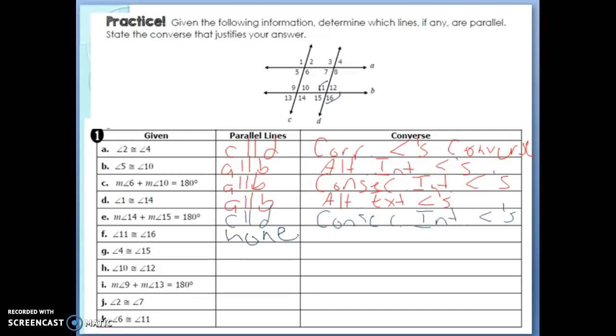Vertical angles doesn't tell us anything about parallel. Vertical angles is its own thing. They tell us that they're congruent. Doesn't help us with parallel lines. So no converse that we have learned explains that.